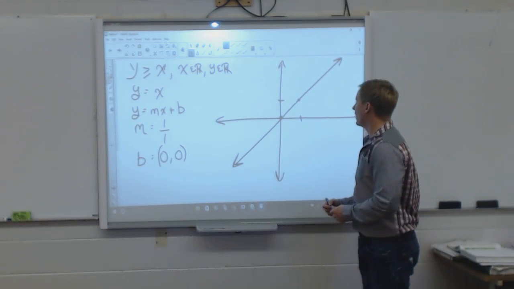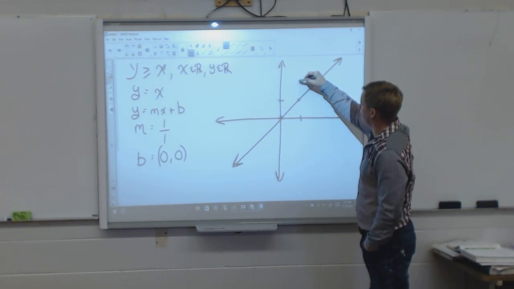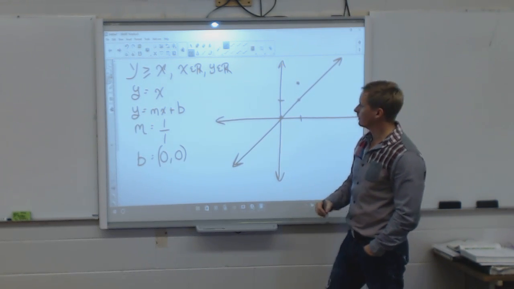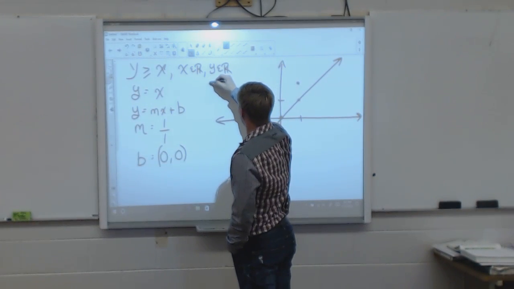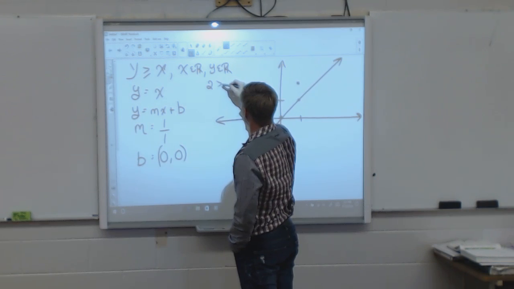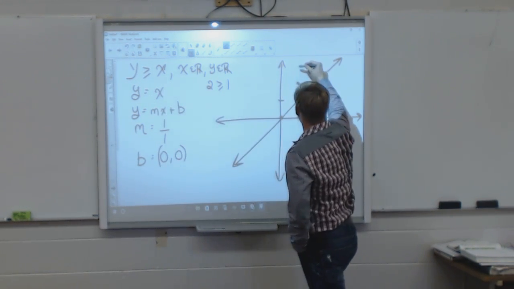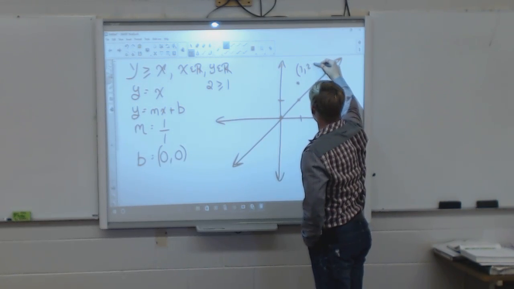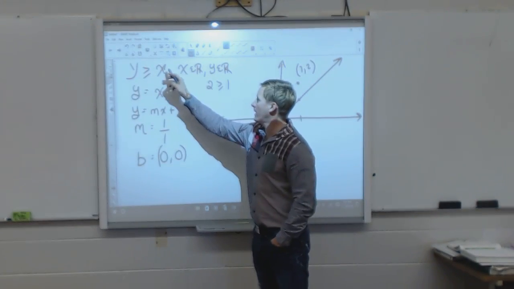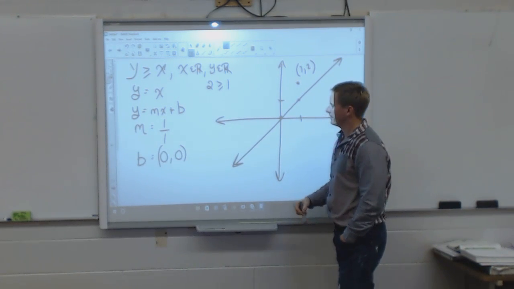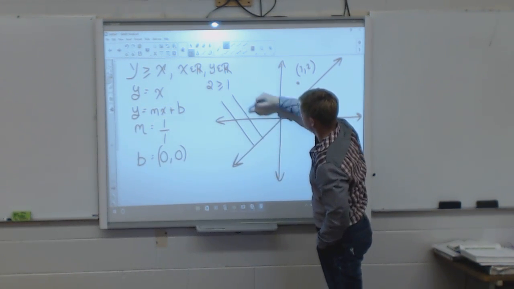1 and 2. So here's 1, and that would be right there. So you're asking me to pick that coordinate, 1 and 2. Okay? So x is 1, y is 2. Is 2 greater than 1? So when I put this in, I pick this coordinate here, 1 and 2. Put 2 in for y, 1 in for x. Is 2 greater than or equal to 1? Yeah? So then I shade up here.